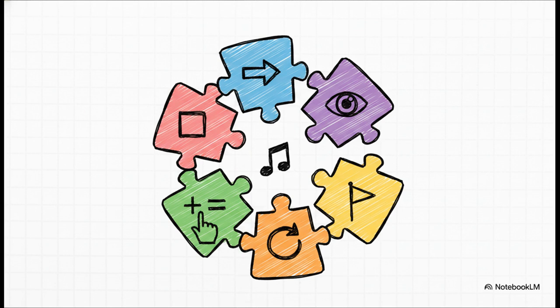Blue blocks are for motion, so moving and turning your sprites. Purple look blocks handle appearances and backdrops. Pink blocks are all about sound. Yellow event blocks are absolutely crucial. They're the triggers that kick off your scripts, like clicking the green flag.